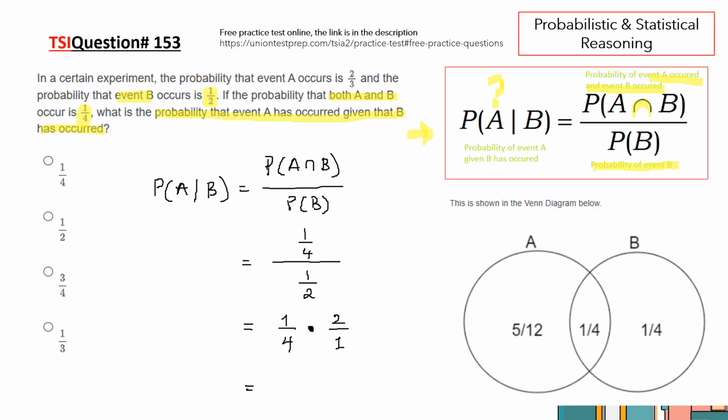Now 4 is 2 times 2, so if we write 1 times 2 at the top, at the bottom you have 4, which is 2 times 2. You reduce the factor of 2, so we will have 1/2. So 1/2 is the correct answer in this case.